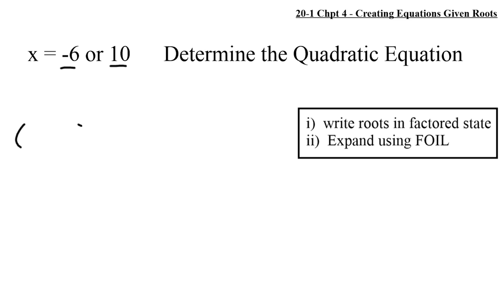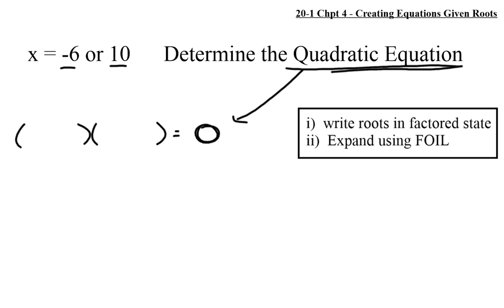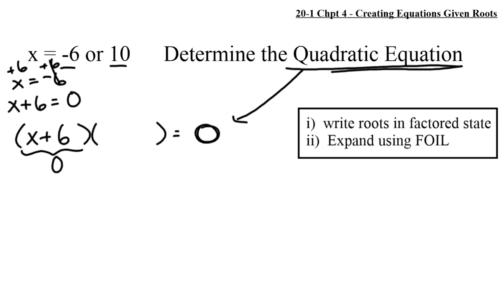Well, we need the factored state. And it has to equal 0 because that's what a quadratic equation equals, is the 0. Well, if x equals -6, but we want it to be a value of 0, you're going to add 6 and add 6. So x plus 6 equals 0. There's your factored form. But I need to do the same thing for 10. So if x equaled 10, that's our x value, well, we want a 0 value. So I want it to equal 0.